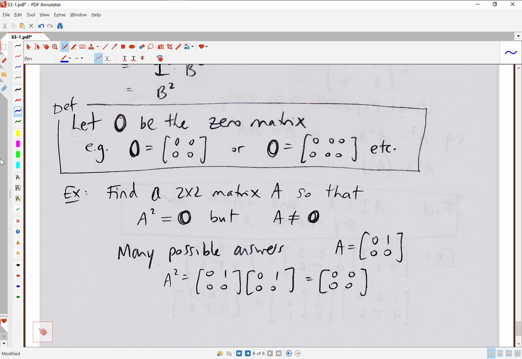Okay, let's look at a definition. We're going to let 0 represent the 0 matrix. So I'm purposely writing this with a bold 0 symbol so that it doesn't look like the number 0. The 0 matrix could have any size. So it could be 2 by 2, it could be 2 by 3, etc.